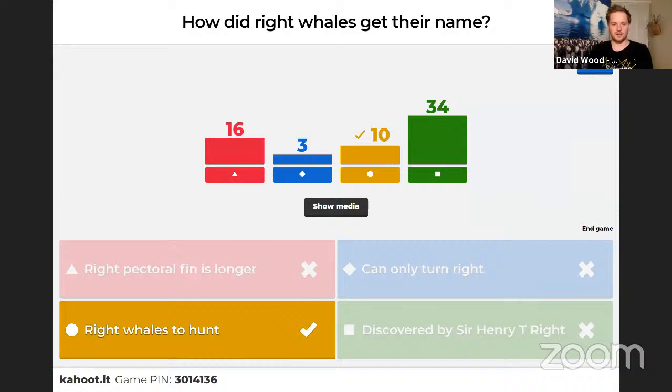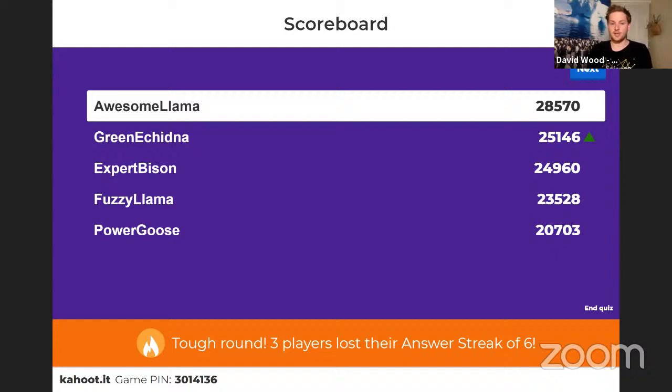It is because they were considered the right whales to hunt, and that's why their numbers are so low currently, among other reasons. They could float when they've been harpooned. They were pretty precocious whales, and they would swim close to the surface. So by whalers, they were considered the right whales to hunt. Well done, awesome llama. Still there in first place.